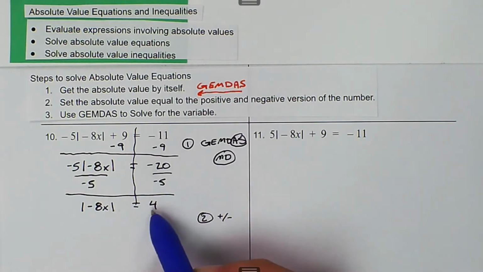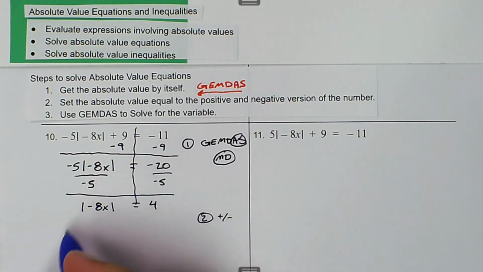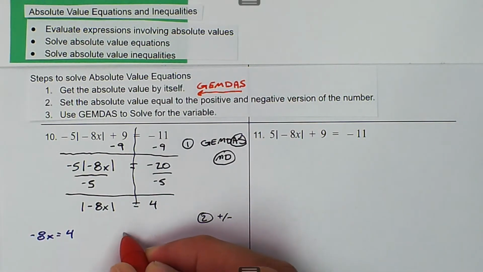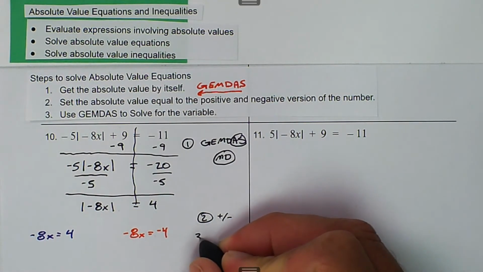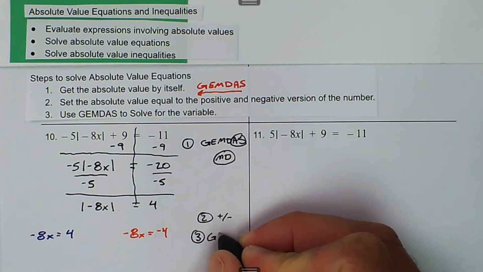So the positive, we leave the 4 alone and leave the absolute value alone. So we have -8x is equal to +4. And then we write down the negative as well. So -8x is equal to -4. And once we have that done, we move on to step number 3, which is going to be GEMDES again.